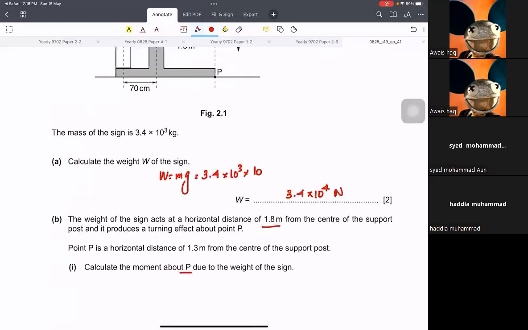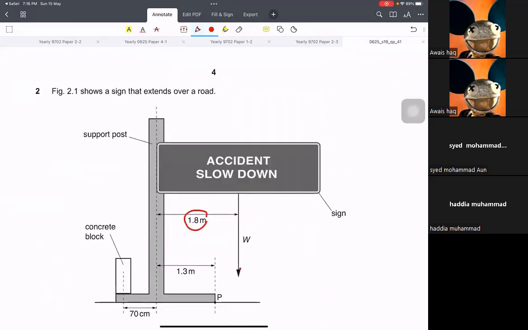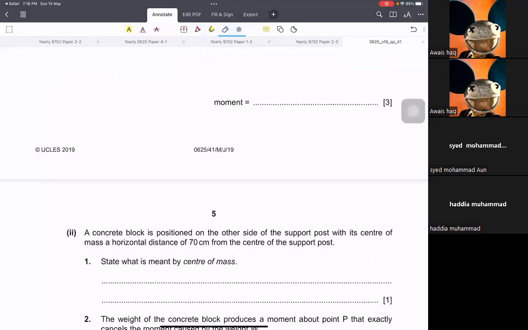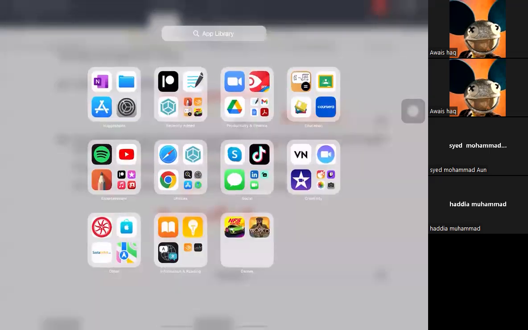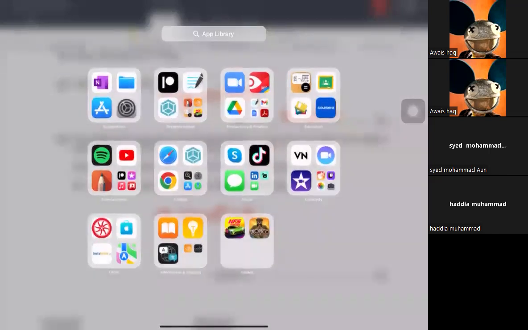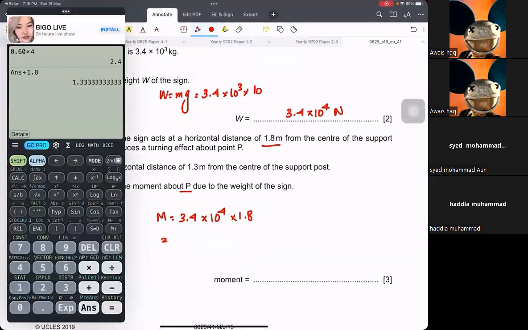Calculate moment about P due to weight. Weight is this and this perpendicular distance 1.8. So moment equals force times the perpendicular distance. Six one two hundred newton meters.